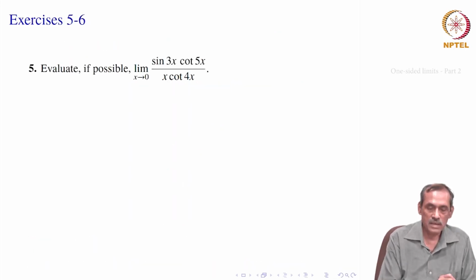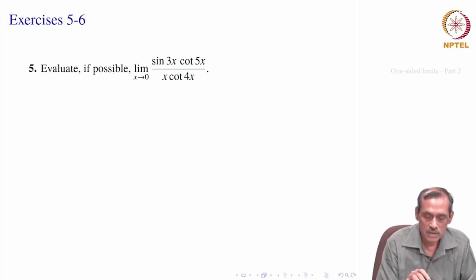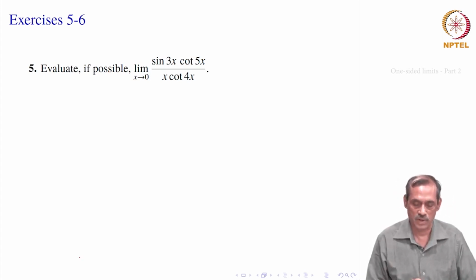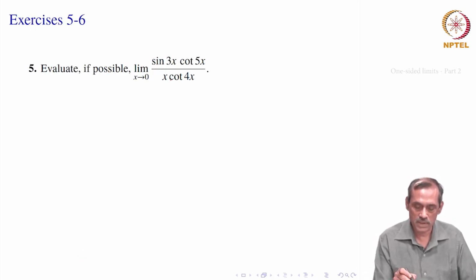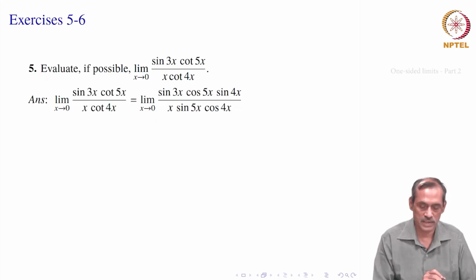Okay. So, let us see one more. We are required to find the limit of sin 3x times cot 5x divided by x times cot 4x as x goes to 0. Again the problem is the denominator becomes 0, so it is not defined, but x goes to 0, that much is sure. Let us see whether we can simplify it.